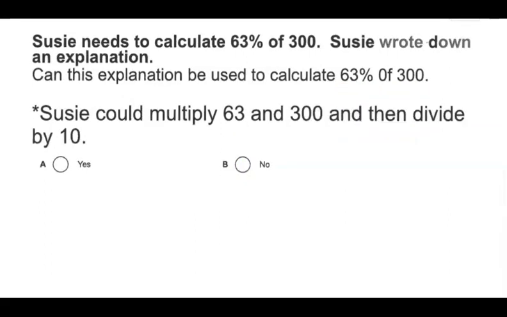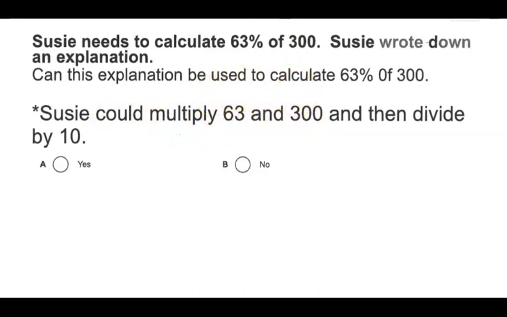Here we go again with Susie. Susie needs to calculate 63% of 300. Susie wrote down an explanation. Can this explanation be used to calculate 63% of 300? Susie could multiply 63 and 300, then divide by 10. Do you see what's wrong with this? We can't divide by 10. We have to divide either 63 or 300 by 100 and then multiply them together, or you could actually multiply 63 times 300, get that answer, and divide by 100.